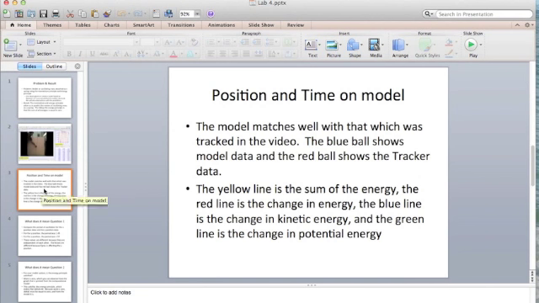So the model matches well with that which was tracked in the video. The blue ball showed the model data and the red ball showed the tracker data. And the yellow line is the sum of the energy, the red line is the change in energy, the blue line is the change in kinetic energy, and the green line is the change in potential energy.